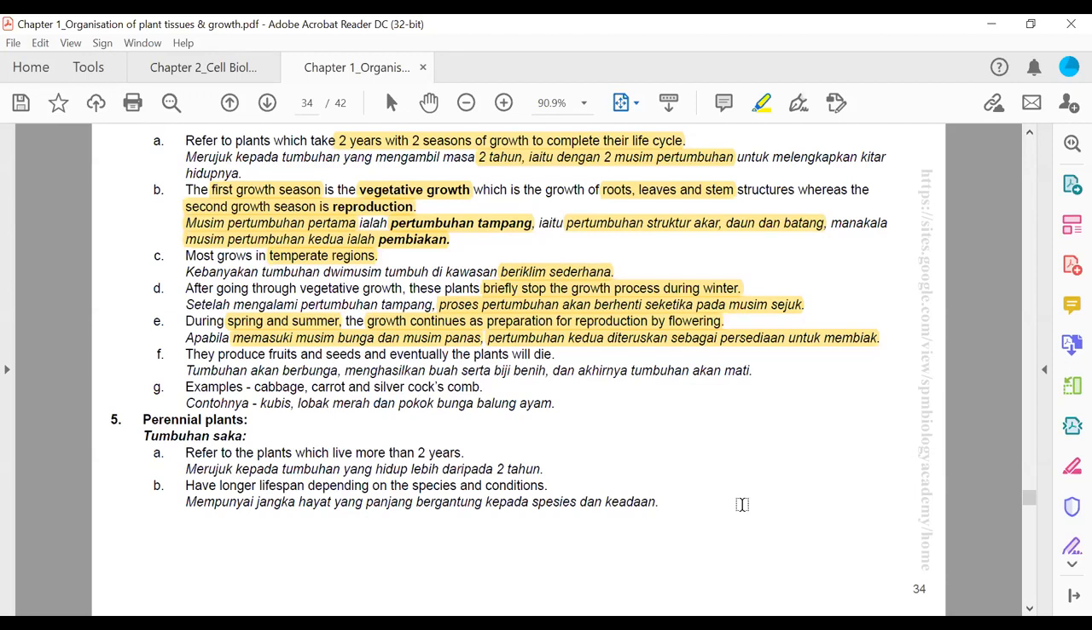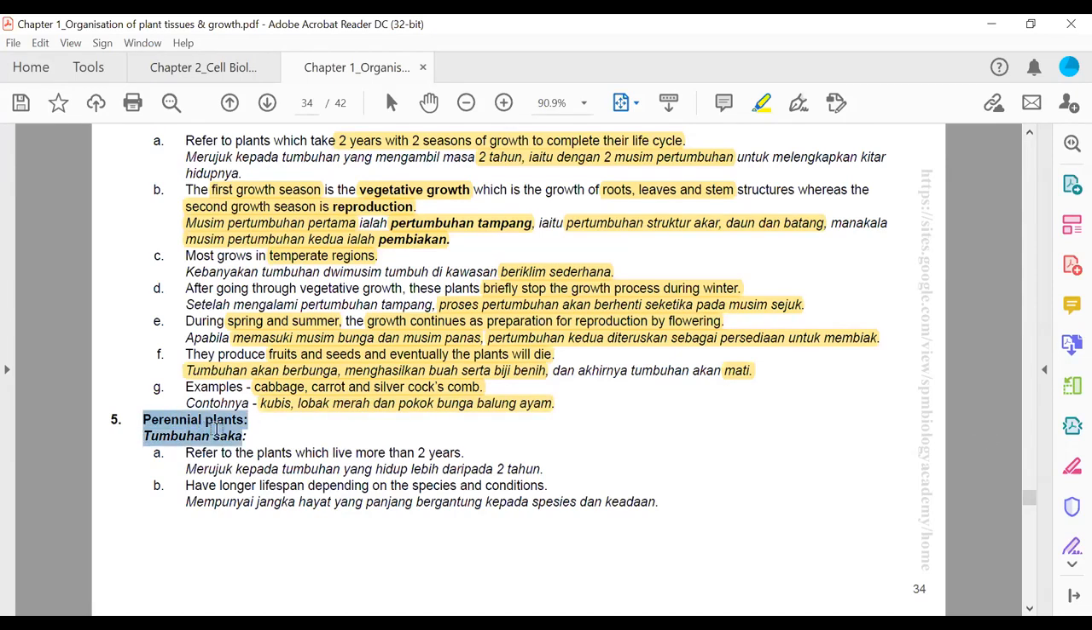So we have to wait until next year for them to produce the fruit. It takes a very long time. They produce fruits and seeds and eventually the plants will die. So the plants will flower, produce fruit and seeds, and finally die after they produce the seed. So for example, we have cabbage, carrot, silver cockscomb, kobis, lobak merah and pokok bunga balung ayam. So these are examples of biennial plants.